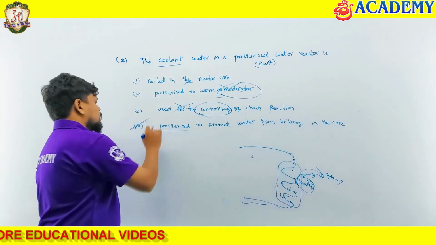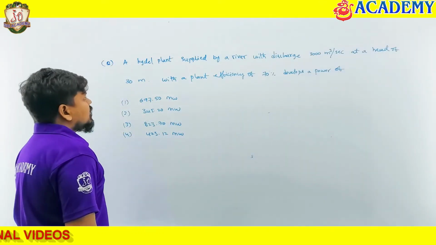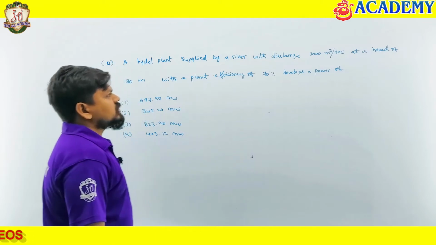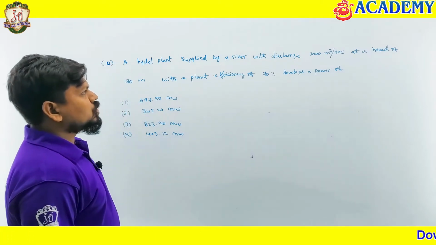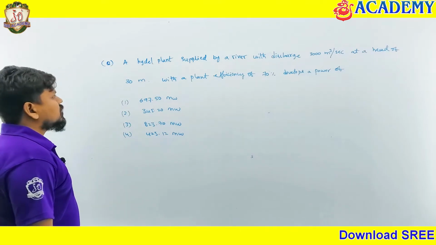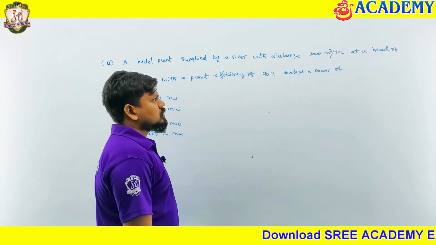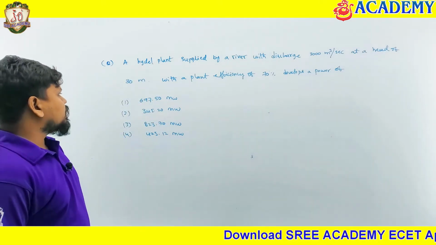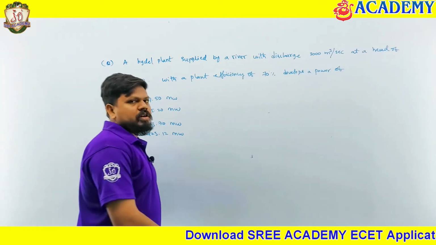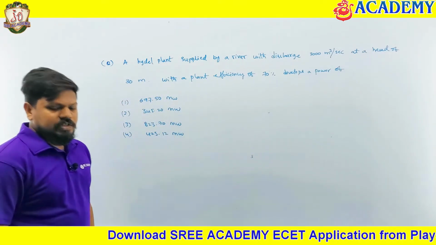The next question is, a hydel plant supplied by a river with discharge 3000 meter cube per second at a head of 30 meters with a plant efficiency of 70% develops a power of... So they just ask how much power will be generated in terms of megawatts.